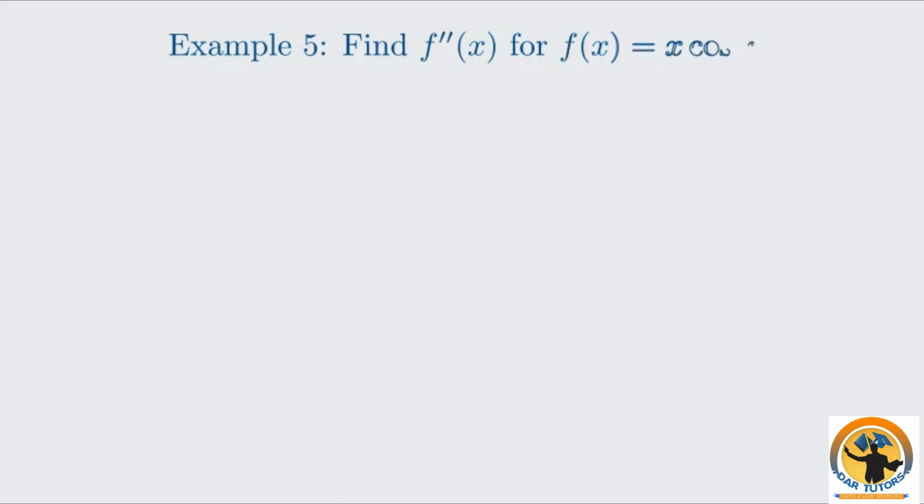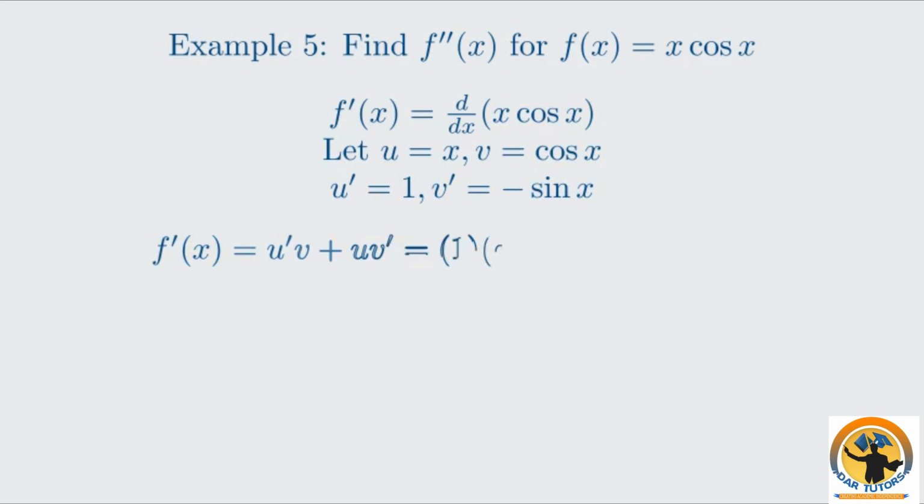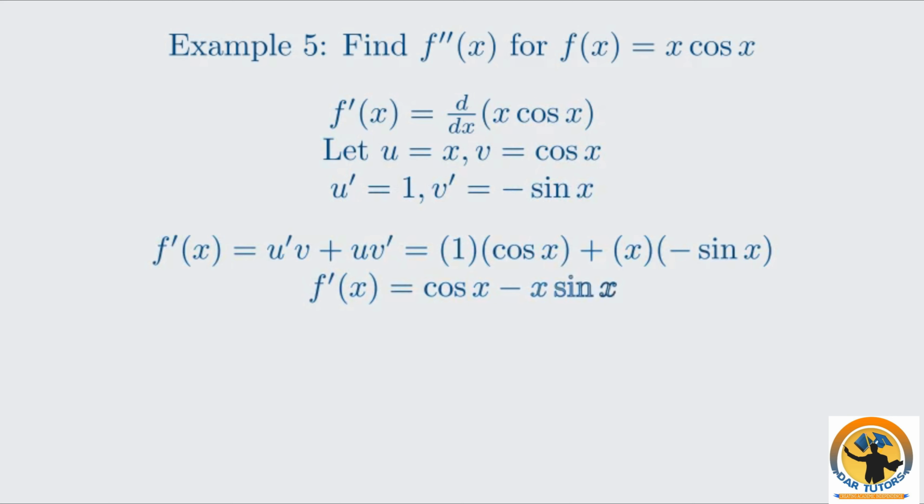Let's try an example that requires the product rule for the first derivative. Find the second derivative of f of x equals x times cosine of x. First, we find the first derivative using the product rule. Let u equal x and v equal cos x. Then u prime is 1 and v prime is negative sin x. Applying the product rule, f prime of x is 1 times cos x plus x times negative sin x, which simplifies to cos x minus x sin x.